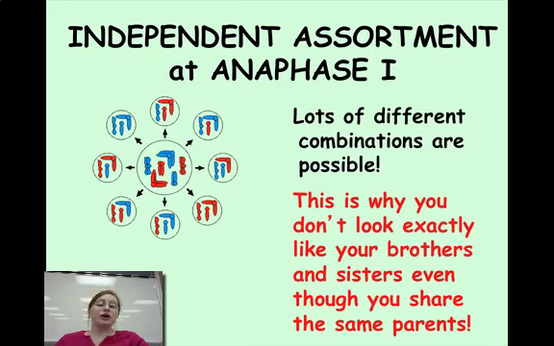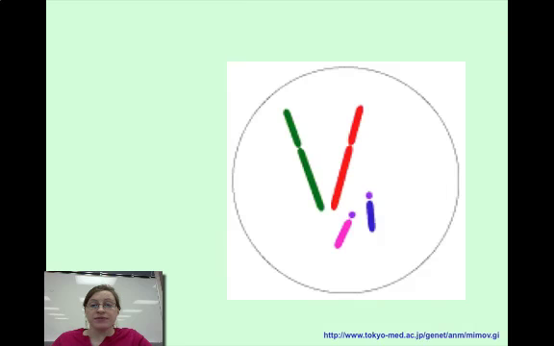Look at all these different possible combinations. And again, we haven't even taken into account the additional genetic diversity from crossing over. So this is why you don't look exactly like your siblings, even though your parents' gametes came together each time. The gamete and the gamete that they happen to donate in that union could be completely genetically different.